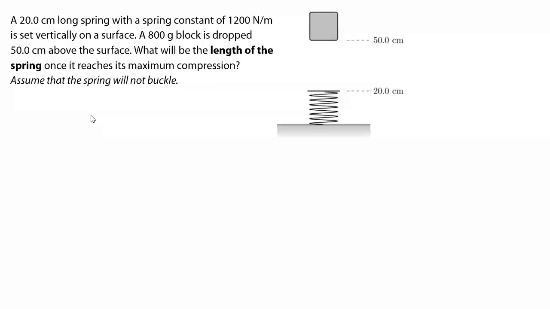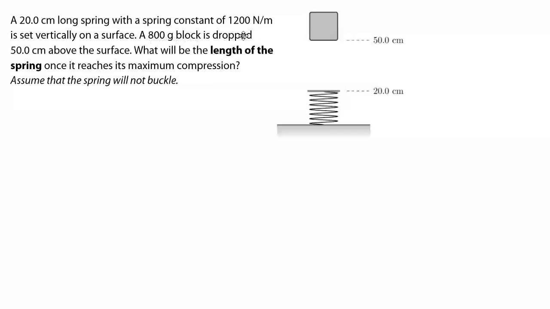Today we'll look at a problem that is a little bit more complex than it looks. So we have a 20 centimeter long spring with a spring constant of 1200 newtons per meter set vertically on the surface. So that's our spring here. The spring is 20 centimeter long, so 20 centimeter above the surface.